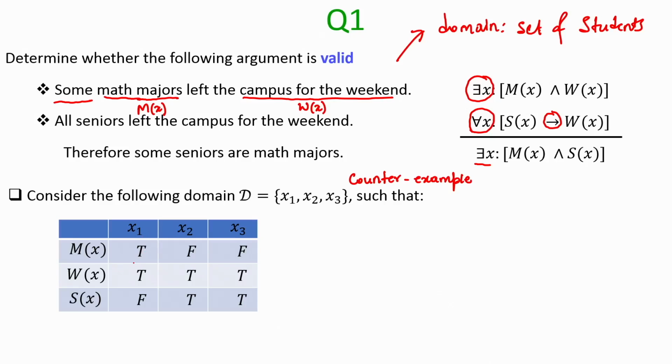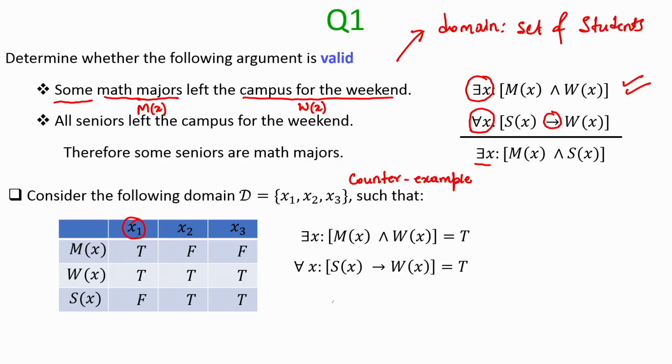For x1 the property m is true, w is true, but s is false. For student x2, the property m is false, the property w is true, and the property s is true, and so on. Now, you can verify that with respect to this domain and this assignment, the premises are true. Indeed, there exists a student for which the property that he is a math major and he has left the campus for the weekend are both true, namely x1 is one such student.